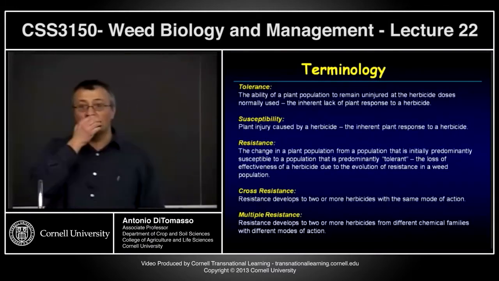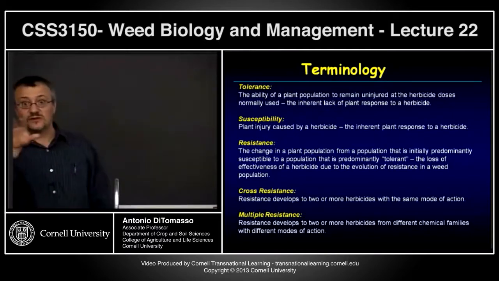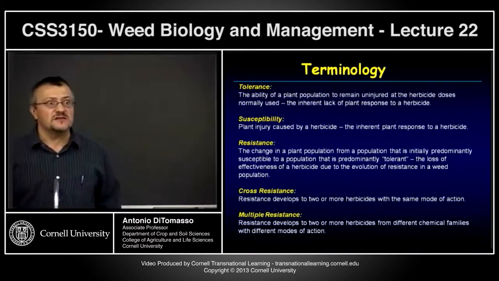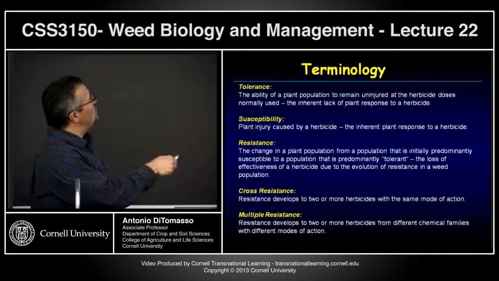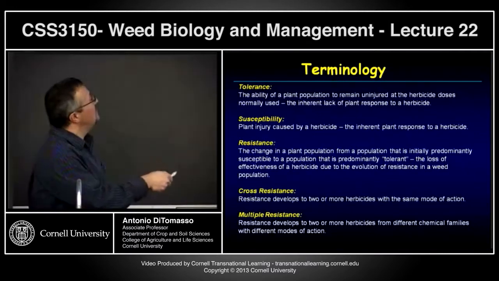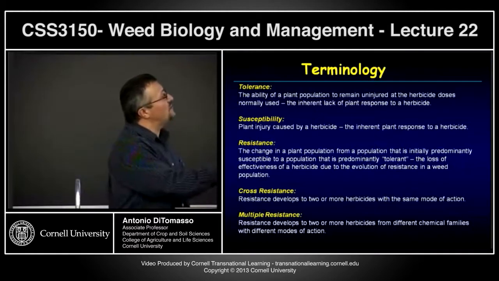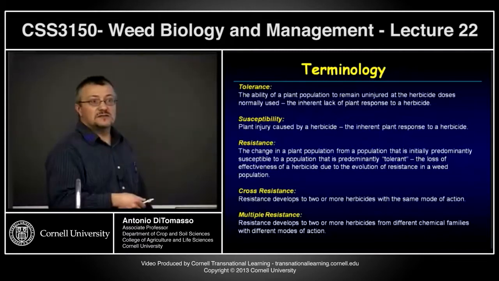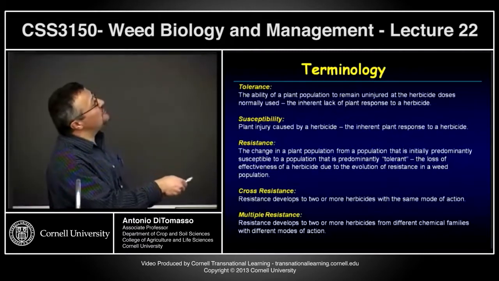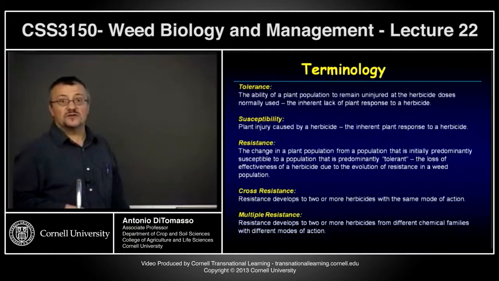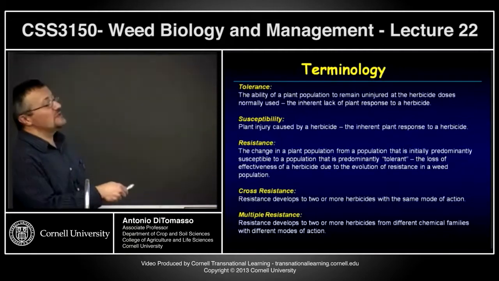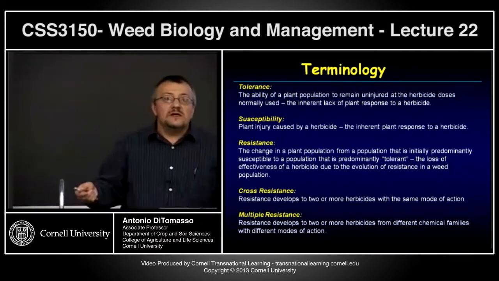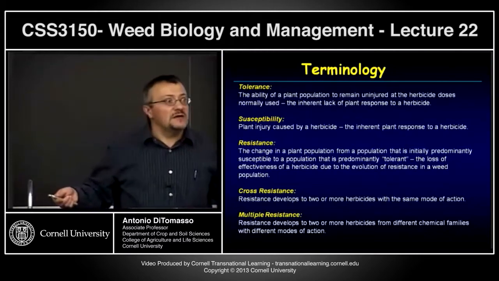So let me just get some terminology straight. Because you've used some of these. You probably have heard some of these. Like, for example, what's the difference between tolerance and resistance? I think we all know susceptibility. If something is susceptible, a species, plant injury caused by a herbicide, the inherent plant response to a herbicide. You're susceptible. You get killed. You don't make it. What's tolerant? The ability of a plant to remain uninjured at the herbicide doses normally used. The inherent lack of plant response to a herbicide. You're basically tolerant. You're able to handle it. Corn is tolerant of atrazine.